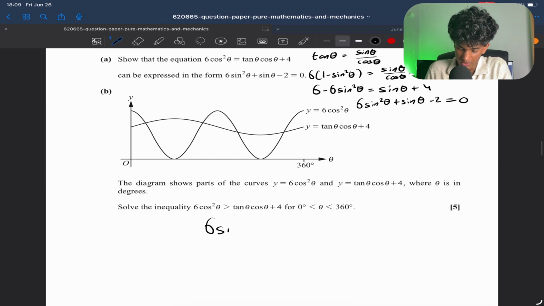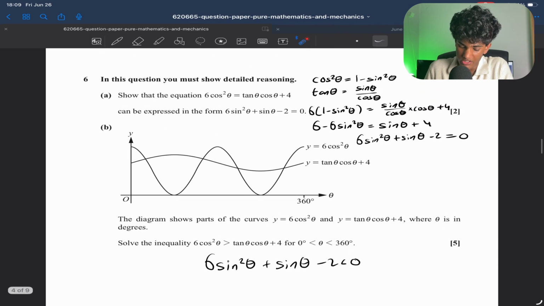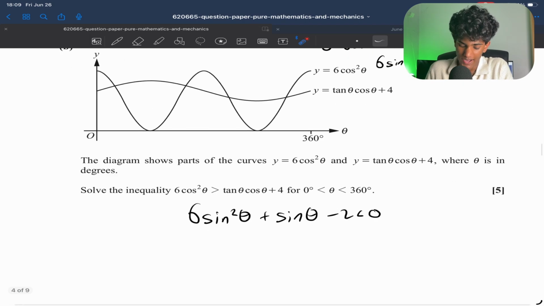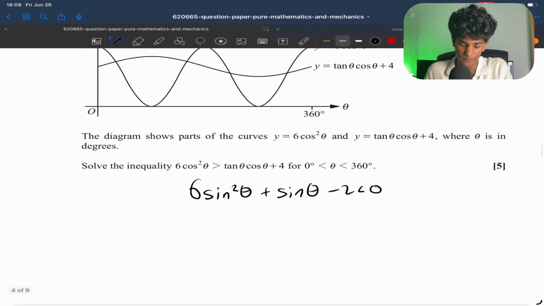6 sine squared theta plus sine theta minus 2, and here's the important bit, you need to get the inequality sign the right way around. It's actually less than 0. Because when we rearranged this into this form, we brought everything over to the right hand side. So we would actually basically just have the entire equation on the right hand side, and the inequality sign would be facing the other way. That's why we convert it to a less than 0 here.